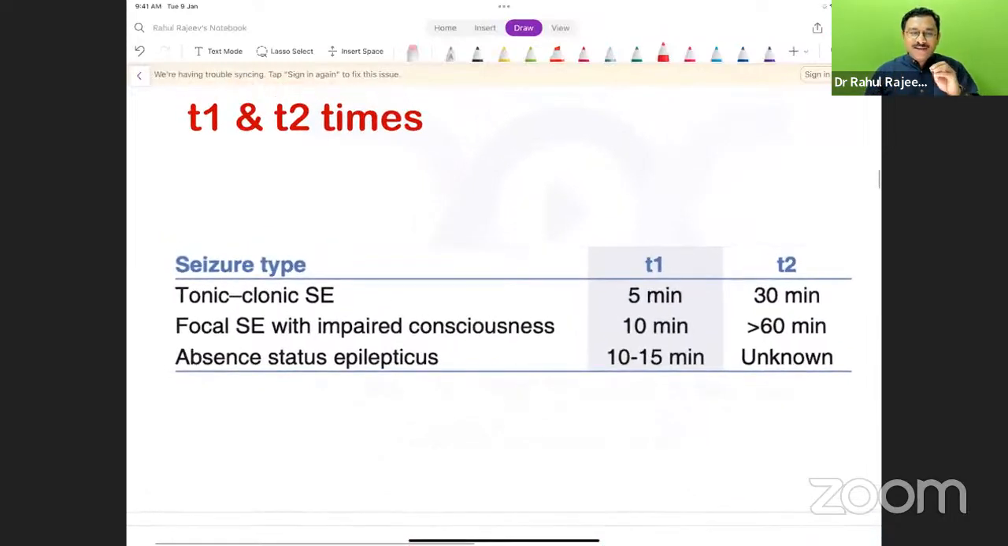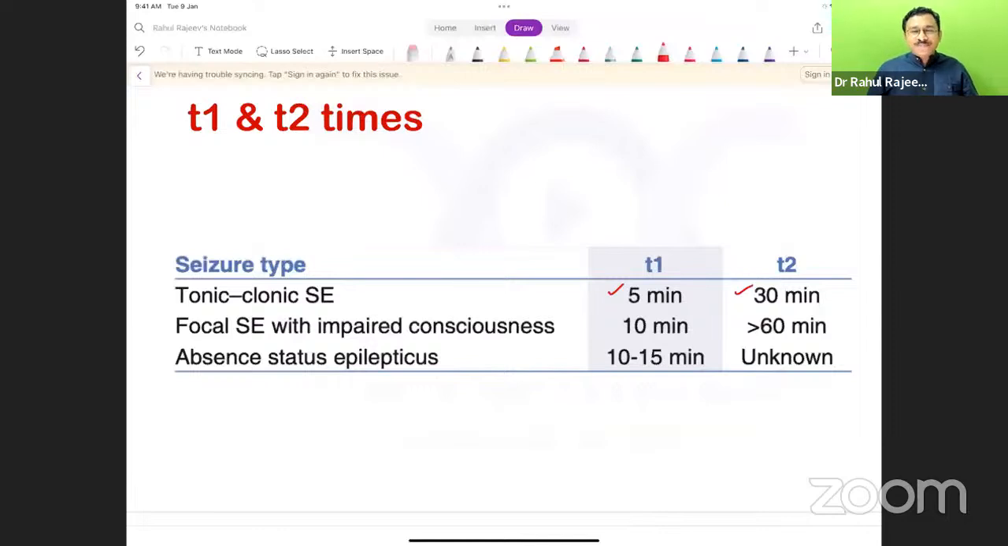If you look at the T1 and T2 times for various types of seizures, for a generalized tonic-clonic seizure, the T1 time is 5 minutes. So after a seizure that lasts for more than 5 minutes, you say that yes, the seizure is abnormally prolonged. And this is actually giving you a hint to start emergency treatment for status epilepticus. You've got to initiate the treatment. Now, T2 is actually a red signal. T2 in tonic-clonic status epilepticus is 30 minutes. So beyond 30 minutes, you are likely to have the long-term consequences which I already mentioned to you.